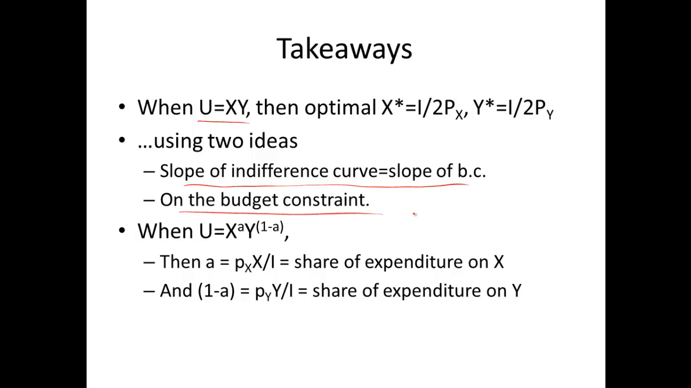The other point here is that if you have a little more general utility function, as follows, then A is the share of expenditure that's on good X, and 1 minus A is the share of expenditure that's on good Y.